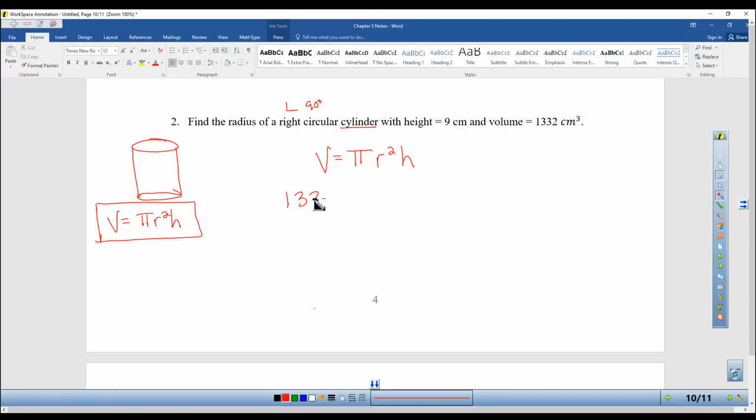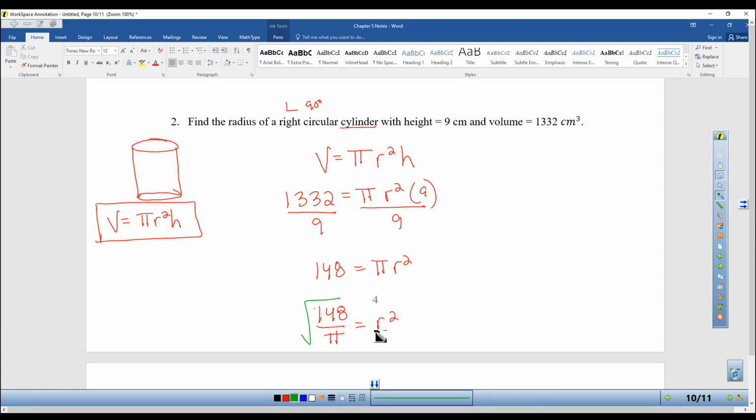They told you that the volume is 1,332, and they told you that the height is 9. So I'm going to divide both sides by 9, and that gives me 148 is equal to pi r squared. 148 over pi is equal to r squared.